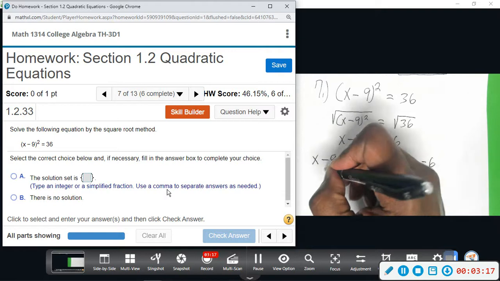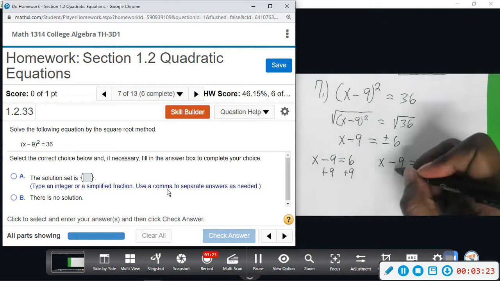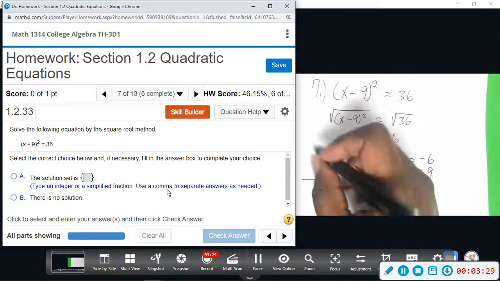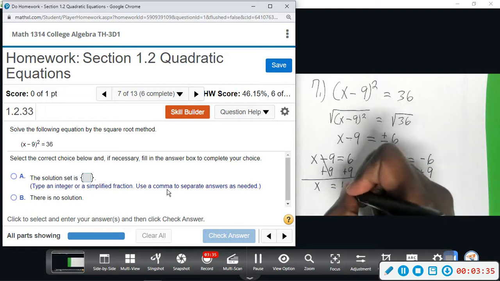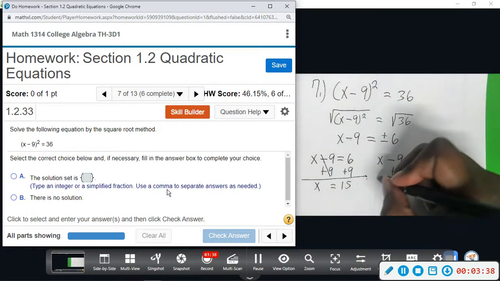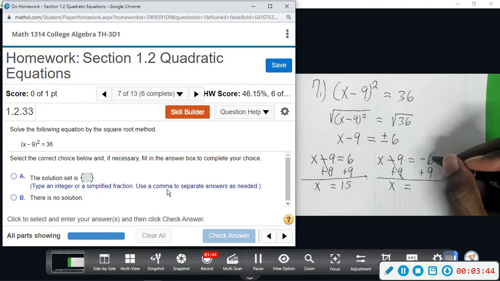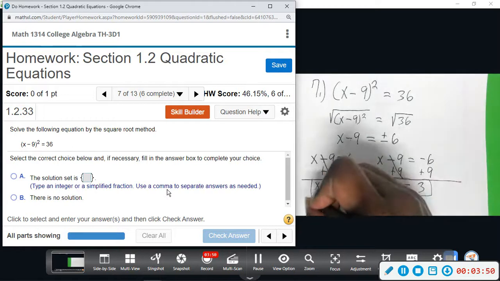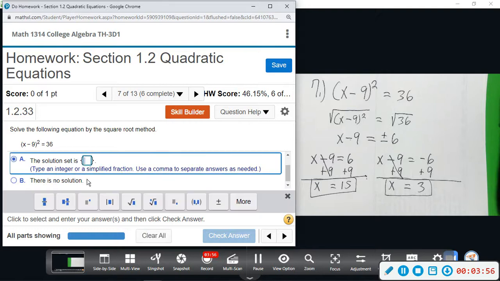And then we're going to add 9 to both sides. I'm going to do that in both cases, add 9. Alright, in both cases, the 9 will go to 0. 6 plus 9 gives me a positive 15. And then here, 9 goes to 0, bring down x equals, alright, we add this time. Negative 6 plus 9 gives me a positive 3. So our two solutions are 15 and 3. And the order doesn't matter. I'm going to put the smaller number up front: 3, 15.